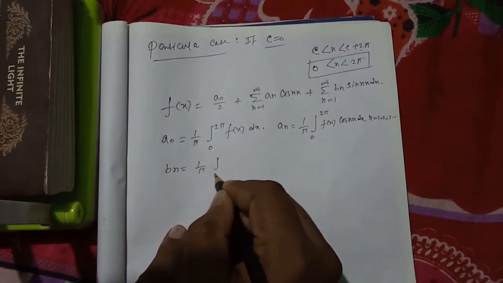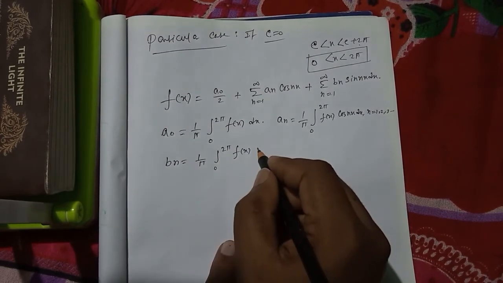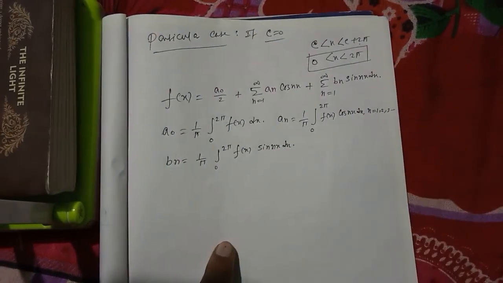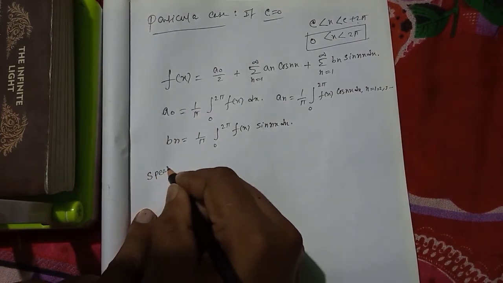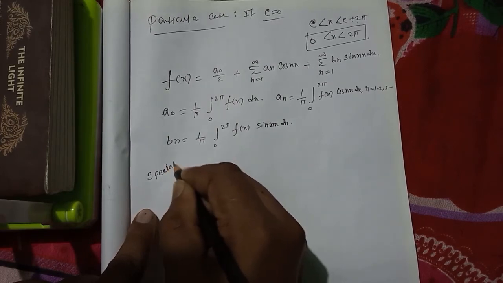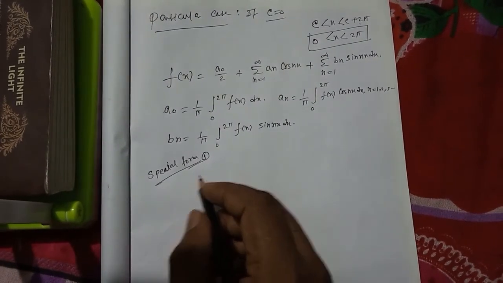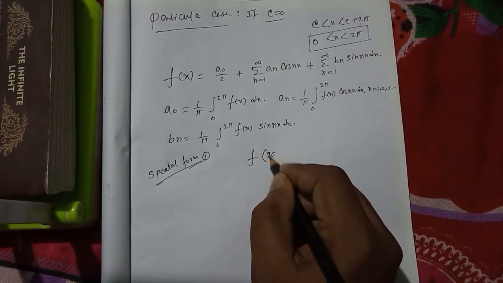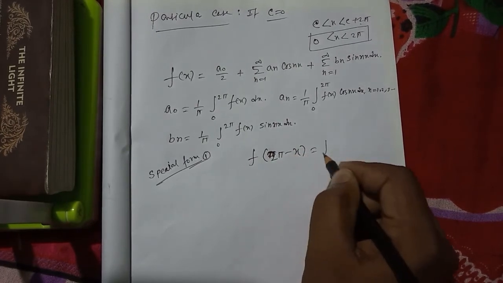And bn is equal to 1 by pi integration 0 to 2 pi f of x into sin of nx dx. Here we get two special forms. Special form 1: when f of x satisfies f of 2 pi minus x is equal to f of x.